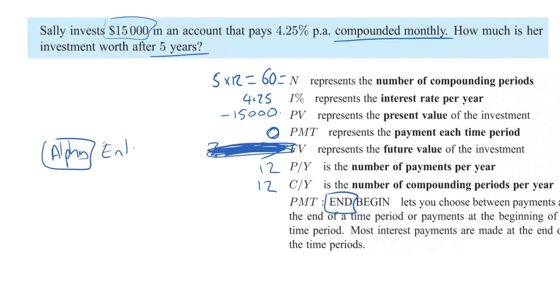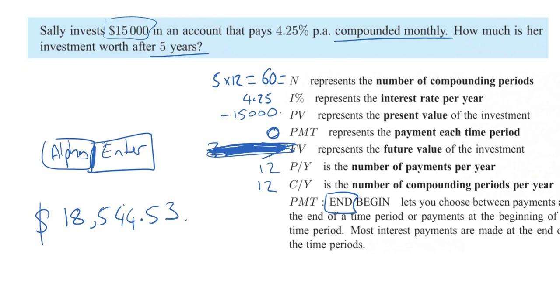And you'll see it highlighted in green, the word solve, right? Okay, and it's going to solve it, and you should find that this future amount comes out at $18,544.53. All right, so $18,544.53. That is all you have to do. That is how much it is worth after 5 years.